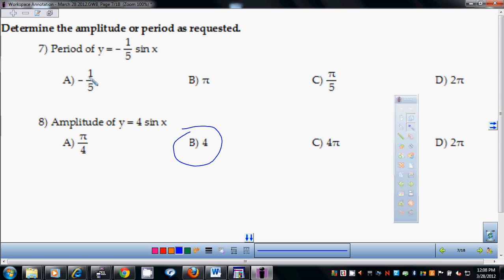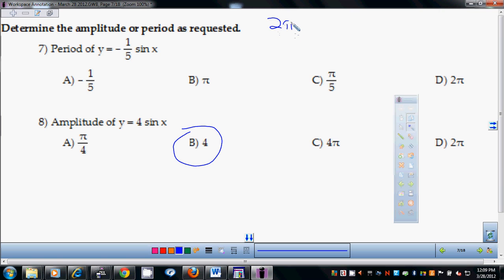Now, it didn't ask this, but what would the amplitude of 7 have been? It'd be just positive 1/5. There isn't an amplitude. You won't have a negative amplitude. So tomorrow, if it had asked us for the amplitude, and if it had said negative 1/5 and positive 1/5, remember to take positive. Amplitude's easy. Period. Who can tell me how you find the period?